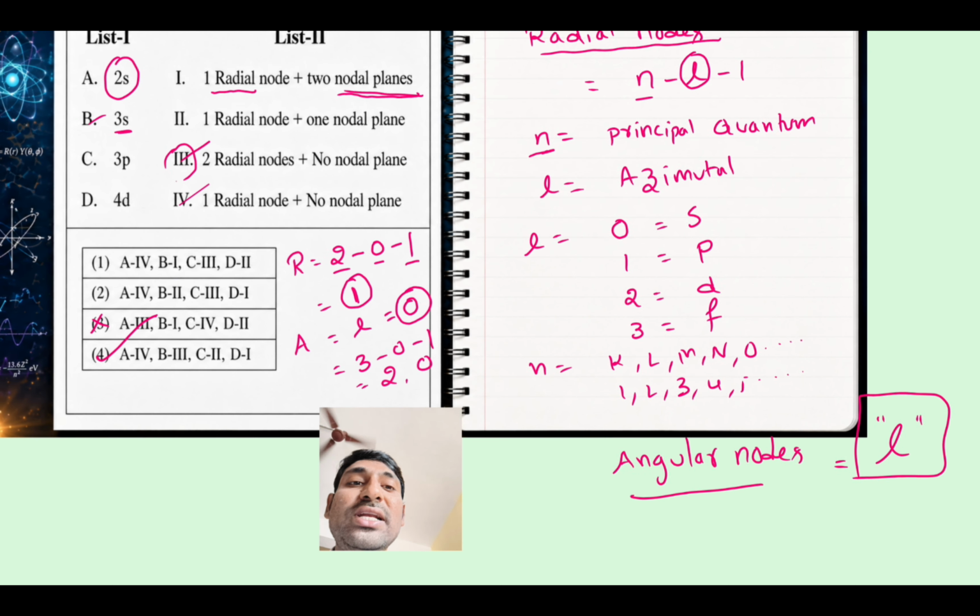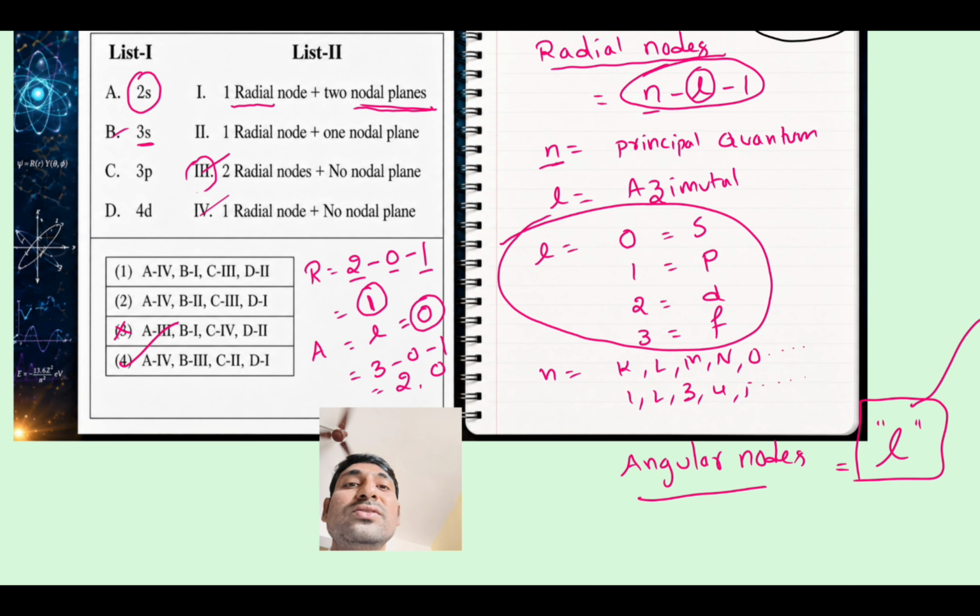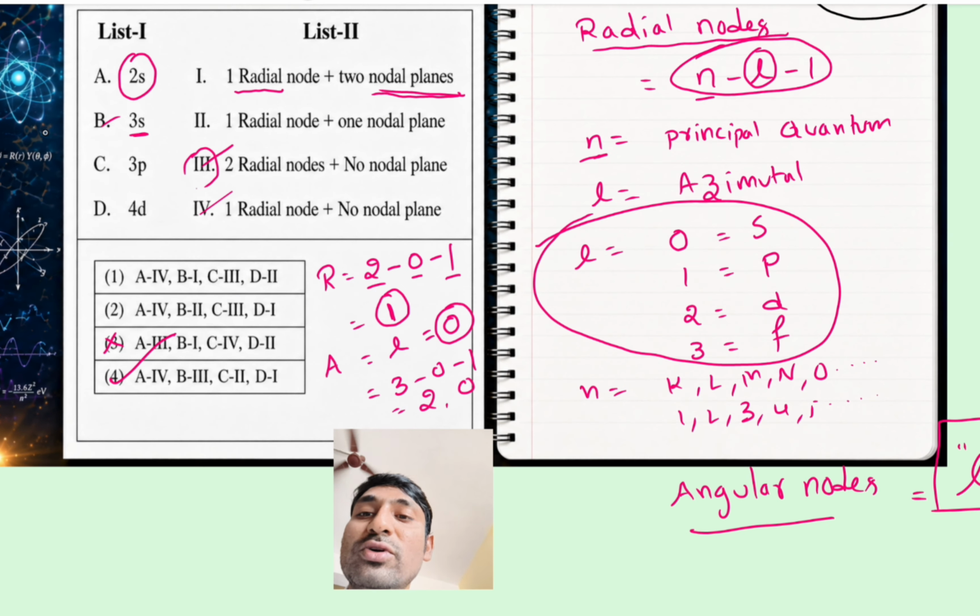It is a simple question. Radial nodes is nothing but n minus l minus 1, and angular nodes is nothing but the l value. I have given the l values for different orbitals, so based on that we can easily get the answer for questions like these.